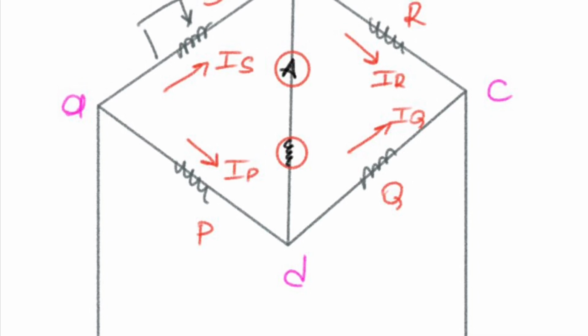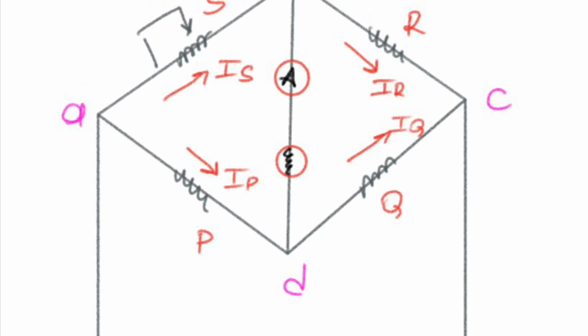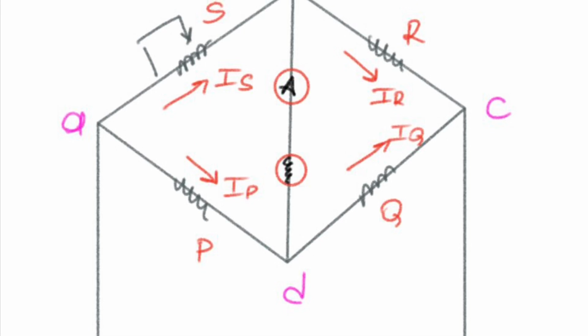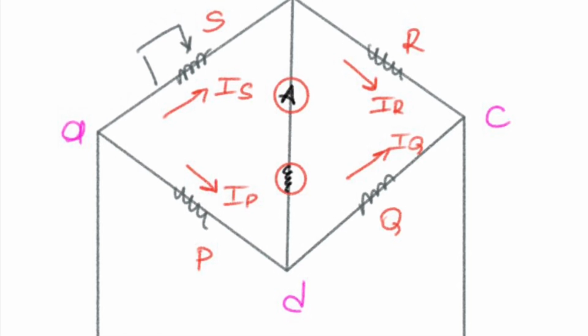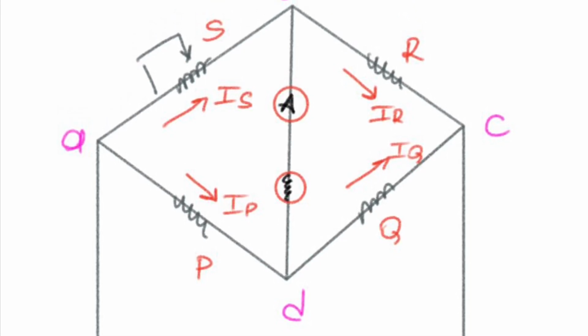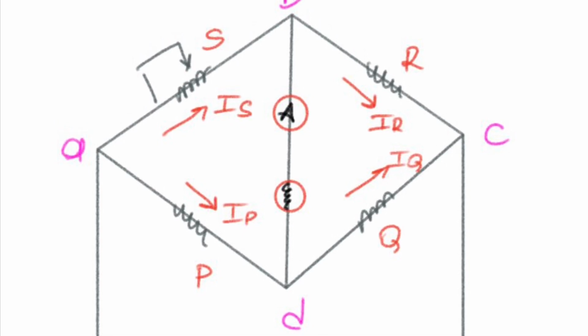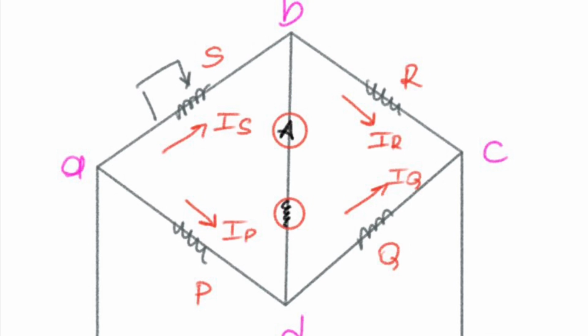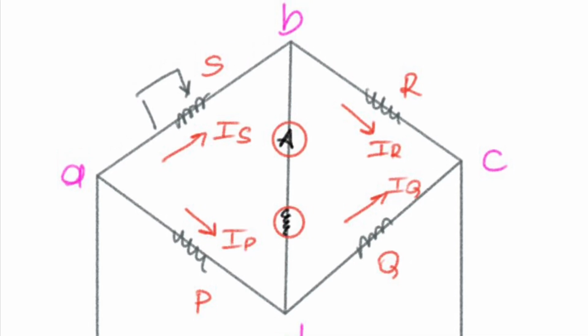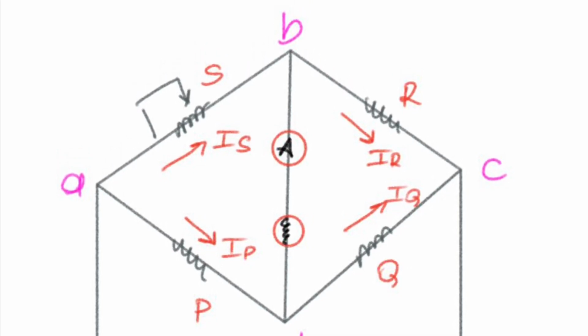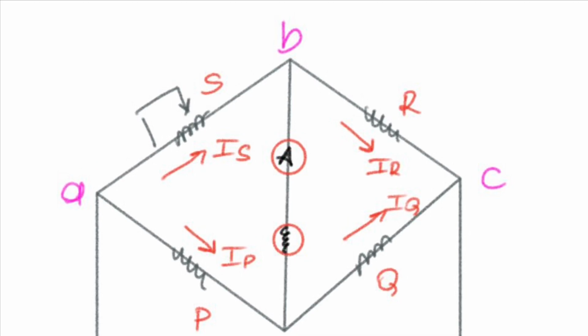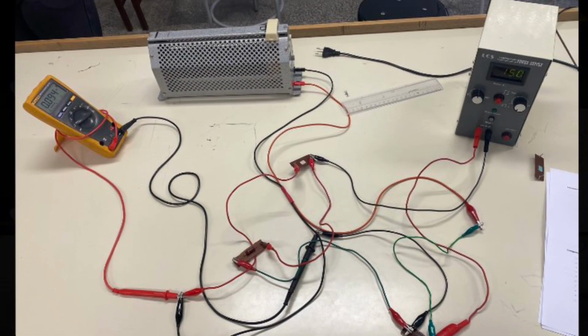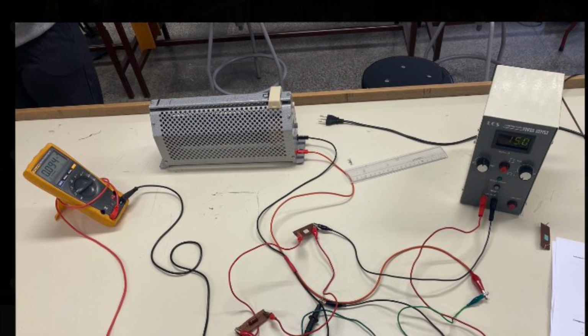Moreover, IP represents the current flowing from A to D. IQ is the current flowing from D to C. IR is the current flowing from B to C. IS is the current flowing from A to B. And ultimately, V represents the power supply, the DC power supply. This picture symbolizes the circuit.